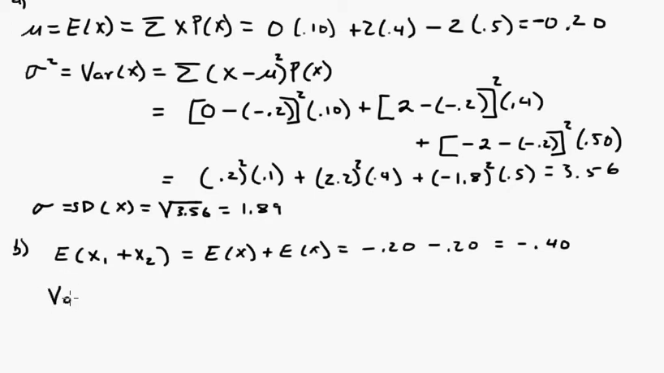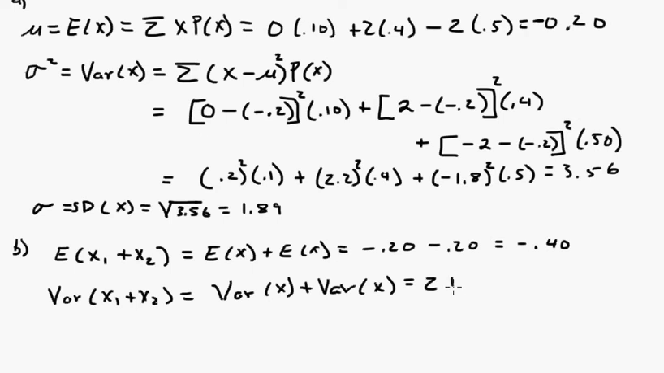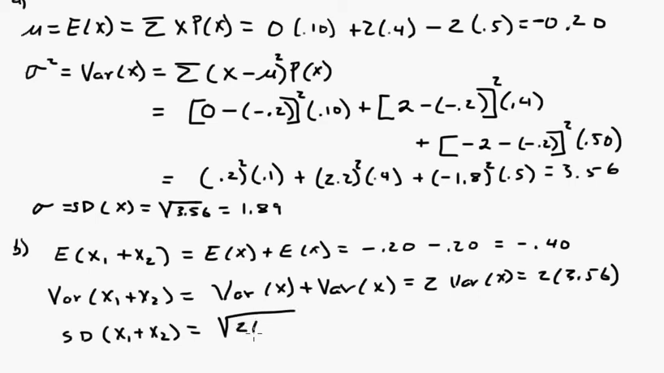So the variance of x1 plus x2 is just going to be the variance of x plus the variance of x, or 2 times the variance of x. And we already have the variance somewhere. Where is it? 3.56. Okay, and so anyway, I guess I could say the standard deviation of x1 plus x2 is the square root of 2 times 3.56.